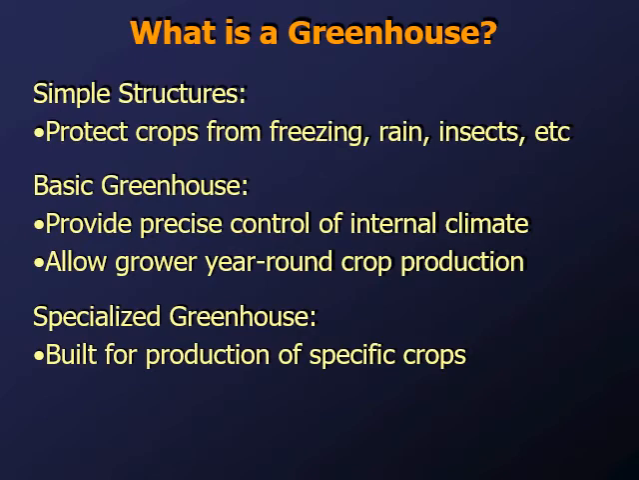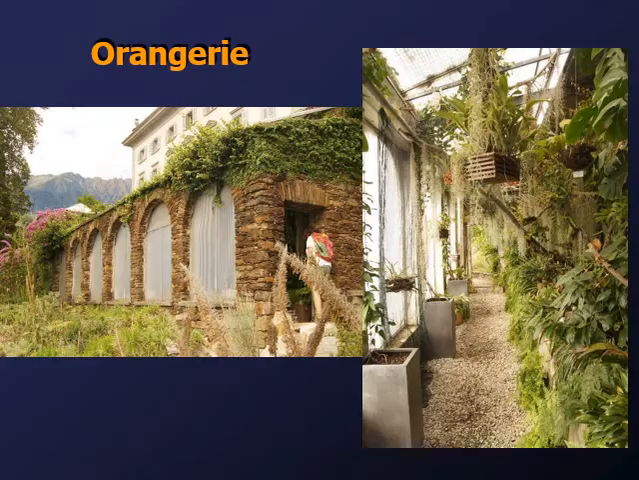So what is a greenhouse, right? It's a simple structure that protects crops from freezing, rain, insects. There maintains a consistent climate. But probably really importantly here, allows for year-round production. So you can have specialized greenhouses that are specific to crops or generic ones for a variety of crops. There's all manner of construction. It's bonkers. You Google it up, you'll see what I'm talking about.